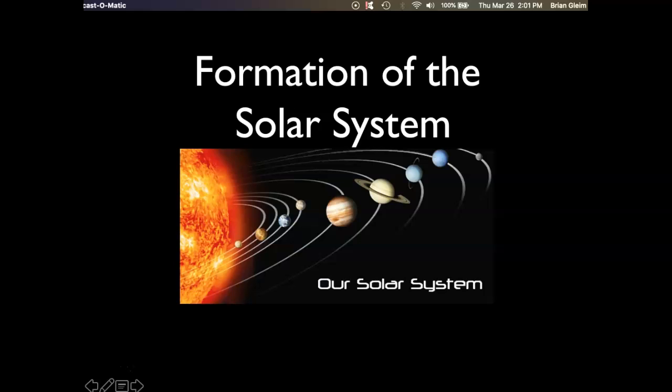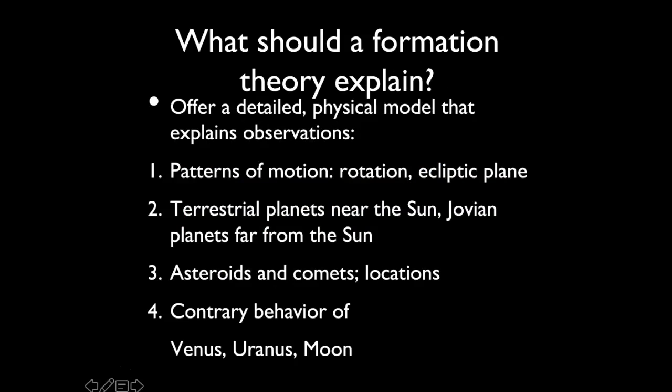Why do we have the planets that we have? How did our solar system form? How did we get here such that we have the solar system that we have? So, quick recap from last time. What should our theory for the formation of the solar system be able to explain? Well, it should be able to explain why things move the way that they do.